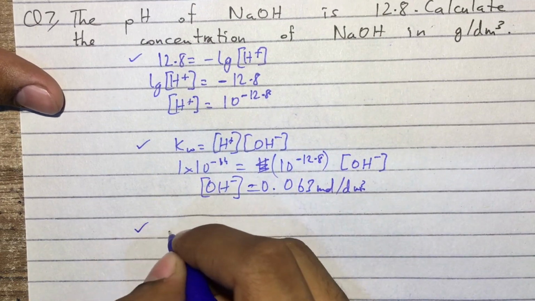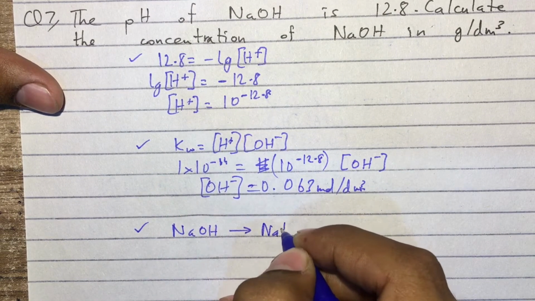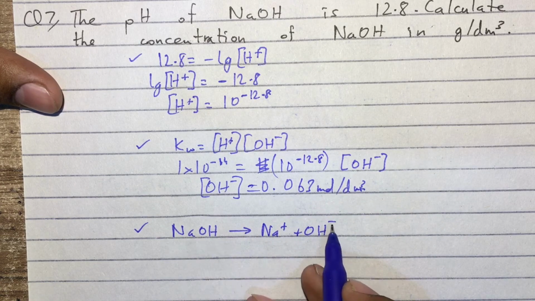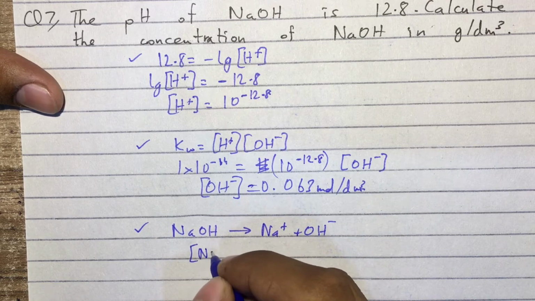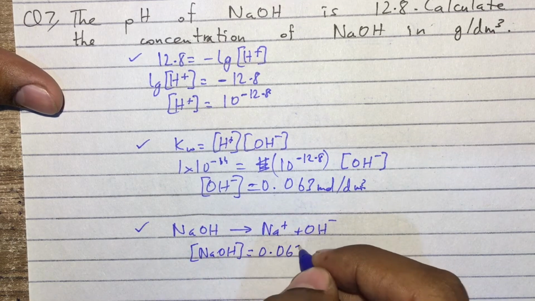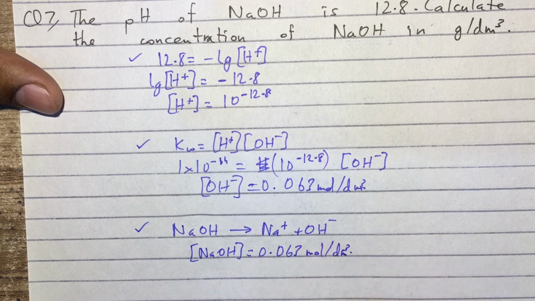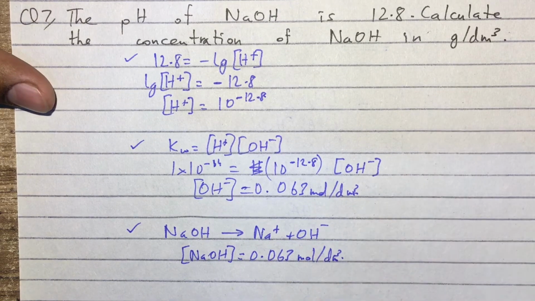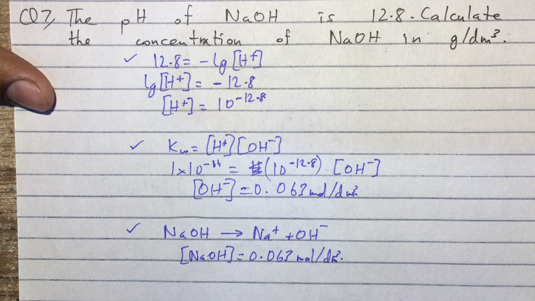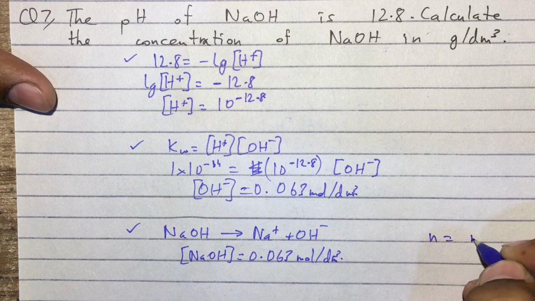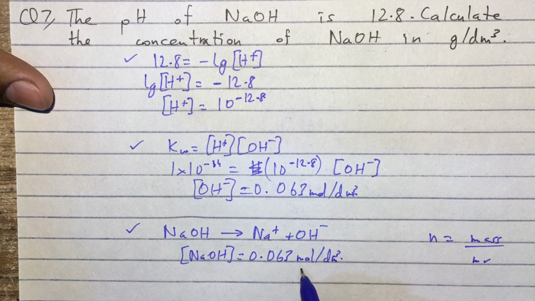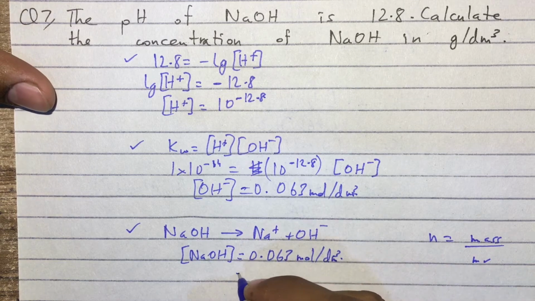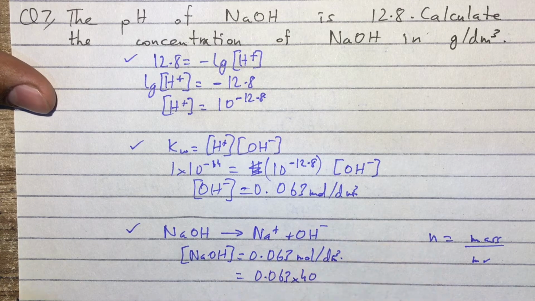Now from the equation we know that NaOH gives Na plus plus OH negative, so the molar ratio of NaOH and OH negative is 1:1. So the concentration of NaOH is also 0.063 mole per dm cube, but we have to convert this to gram per dm cube. Moles is equal to mass upon Mr, so converting moles to mass, we multiply it with the Mr. So we'll multiply 0.063 times 40, which gives us 2.52. We can round it off to 2.5 grams.